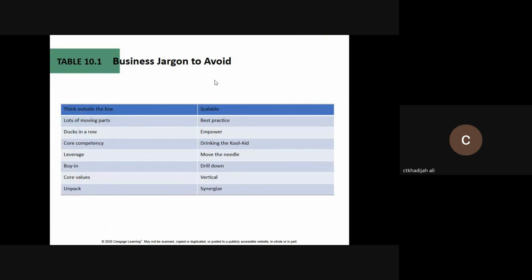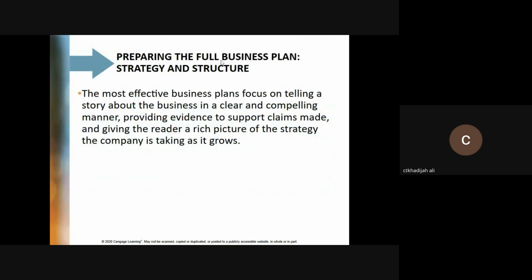Okay, these are business jargon to avoid: think out of the box, lots of moving parts, ducks in a row, core competency, leverage, buy-in, core values, unpack and strong.